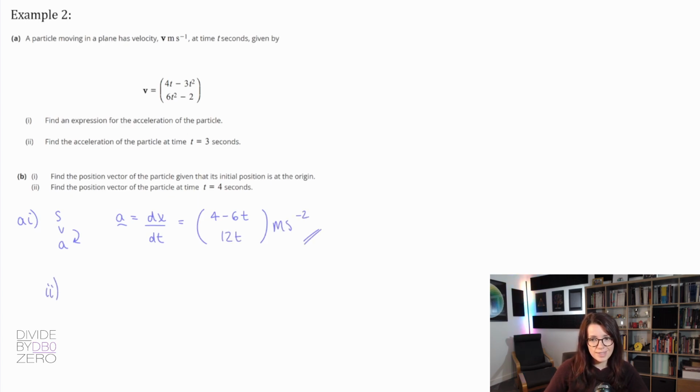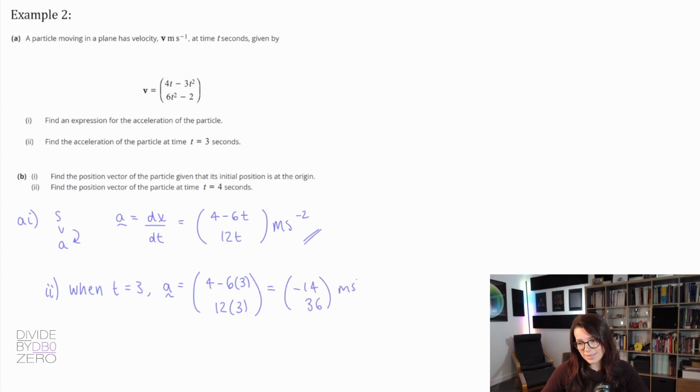Part 2, find the acceleration of the particle at time t equals 3. All we need to do is sub 3 into our new a equation. And that will give us (minus 14, 36) meters per second squared.